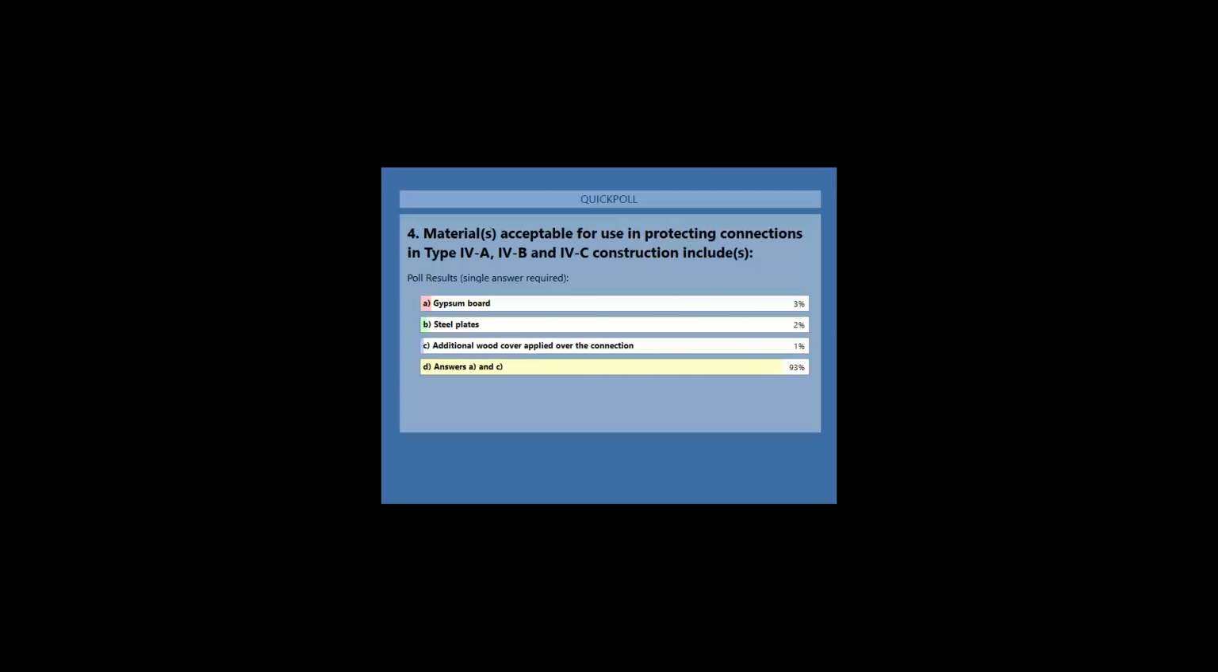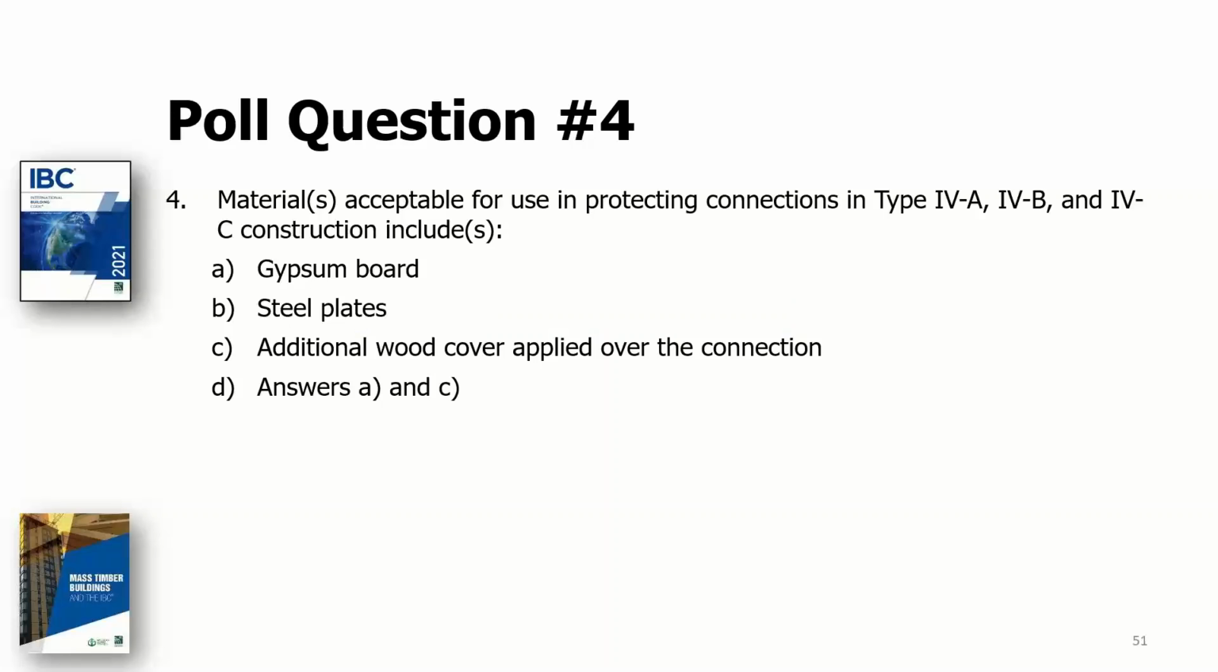I think that's pretty much the same result we got in the morning session, and that is correct. The answer is D, which is both answers A and C. Gypsum board and additional wood cover can both be used for connection protection. Very good.